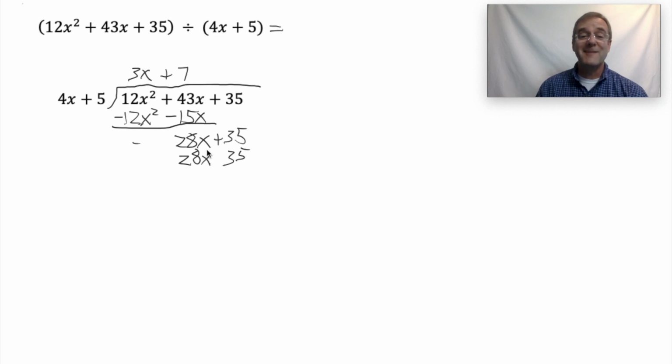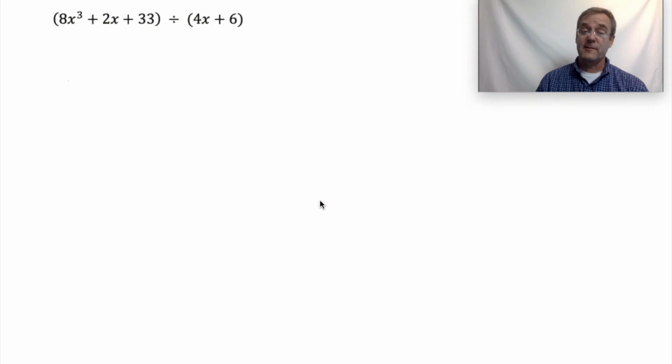Remember, our purpose here is to take away what remains from the dividend. So I'm going to change the signs of both of these terms before I draw my big subtraction bar. And then 28x minus 28x leaves me with nothing, and 35 minus 35 leaves me with nothing. I have no remainder. And I also have an answer, 3x plus 7. 3x plus 7 is the value that if I were to multiply it times 4x plus 5, I would wind up with 12x squared plus 43x plus 35. See if you can do a quick FOIL of those two and prove that it's true.